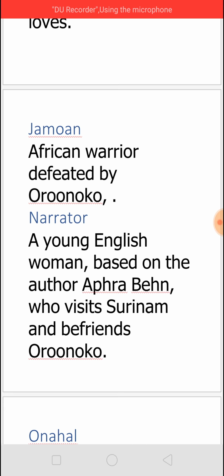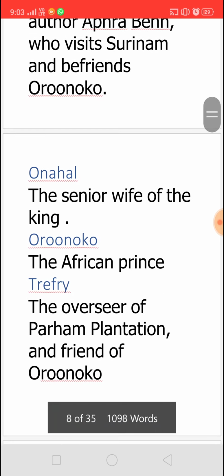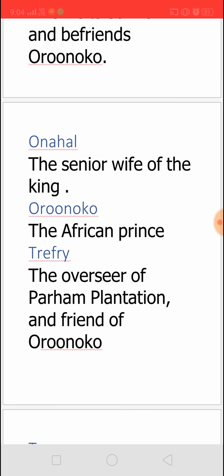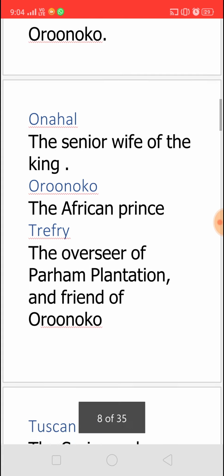And we can also say that Aphra Behn's character itself is portrayed as the narrator here. And this young English woman visits Suriname and becomes a friend of Oroonoko. And we have Onahal, who is the senior wife of the king, that is Oroonoko's grandfather. And then of course Oroonoko, the African prince. And then we have Trefry, who takes care of the Parham plantations, and he becomes a friend of Oroonoko, and he also tries to make him free from slavery.